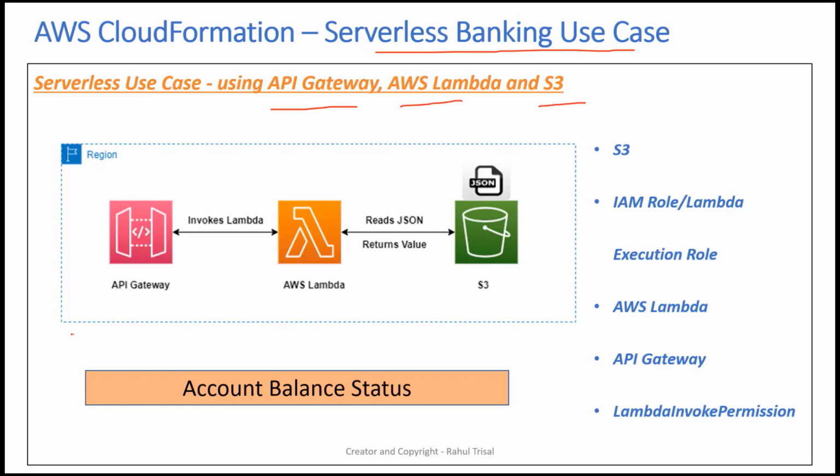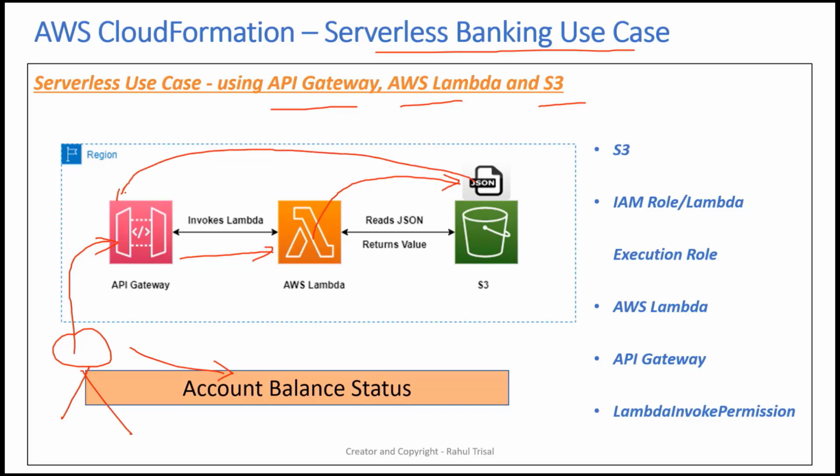So in this use case, we'll have a retail user who wants to check his account balance status. So he makes an API call to the API Gateway, which will invoke the Lambda function. Once the Lambda function is invoked, it will run the code that's there in this AWS Lambda function. And then it's going to read this JSON object that we have within the S3 bucket and then return the value to the API Gateway, which will be consumed by the end user.